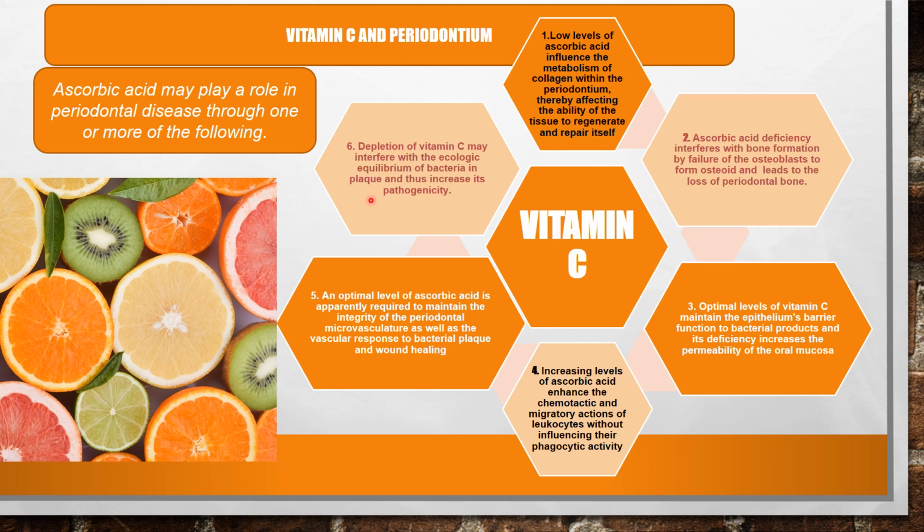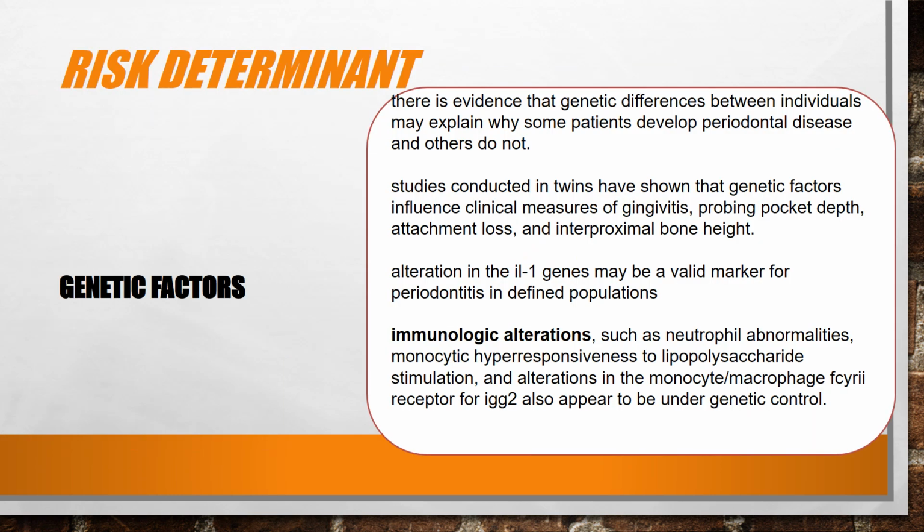And the sixth one is the ecological equilibrium. So this increases the pathogenicity. Coming to the risk determinants, the first factor is genetic factors. These risk determinants are factors that cannot be modified.